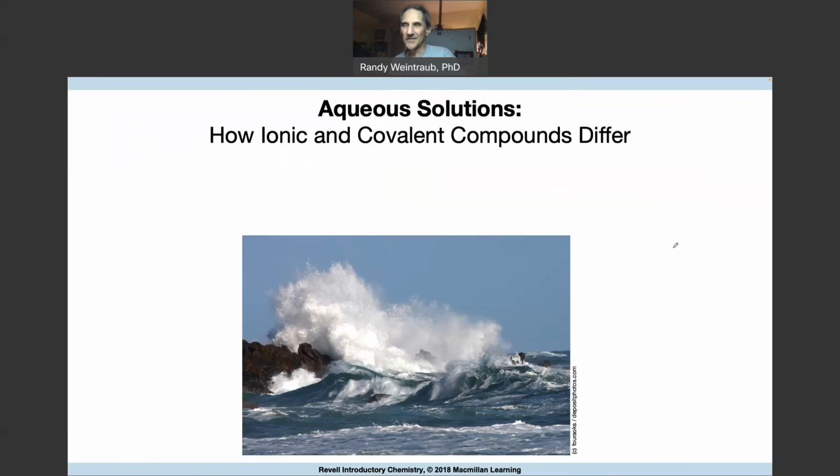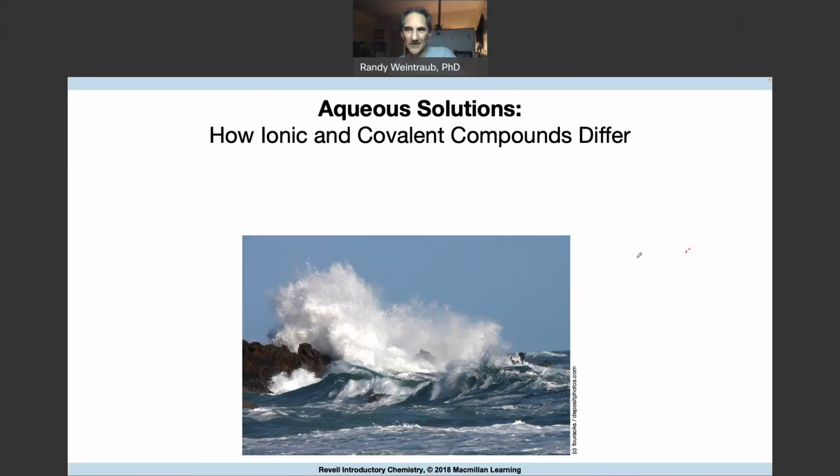One of the most important differences between ionic and covalent compounds is how they behave when they're combined with water. To understand the difference, let's begin with some fundamental ideas. When a substance such as a sugar or salt mixes with water, it disperses through the liquid, forming a homogeneous mixture we call a solution. If the liquid is water, we call it an aqueous solution.